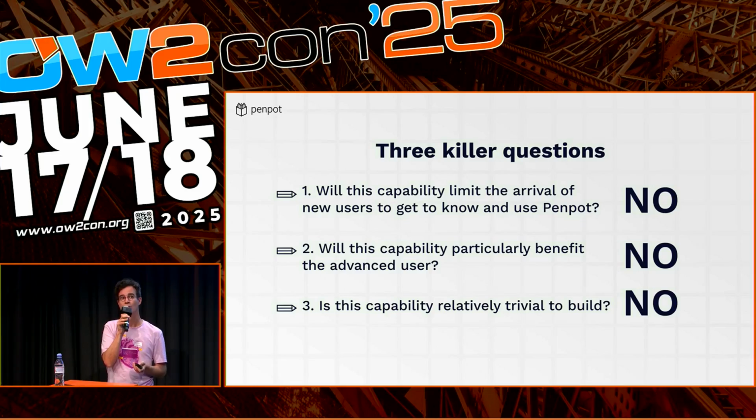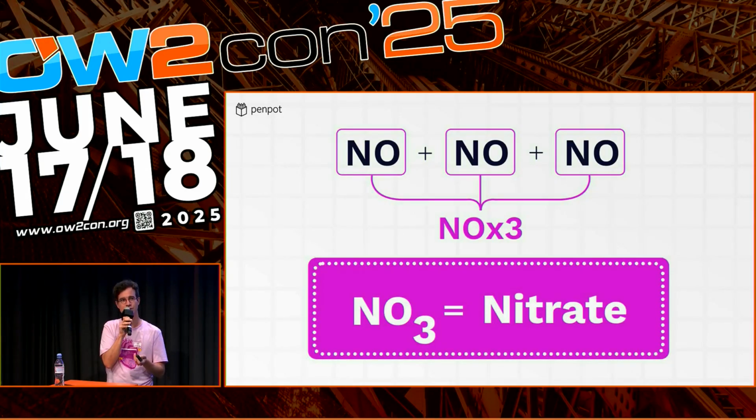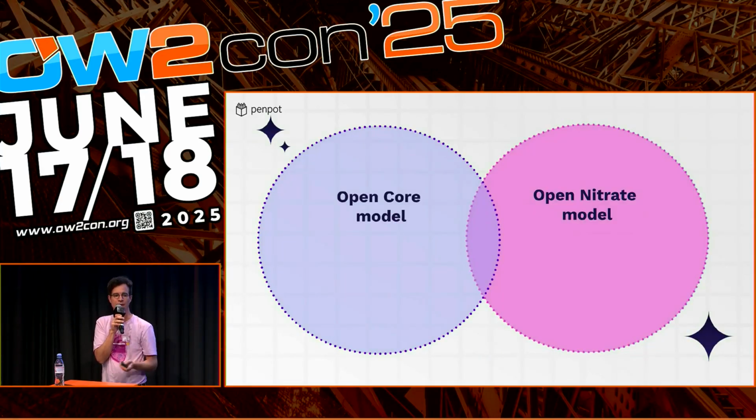And if we have 3 no's, of course, we have a nitrate, which is how this model was coined. Because this means that that feature can go to Pentax. Otherwise, it will stay in Penpot. If it is not harming the arrival of new users, if it's not harming the experience of advanced users, and it's not trivial to build, so the community can actually build it, then it's fine if we move it to Pentax.